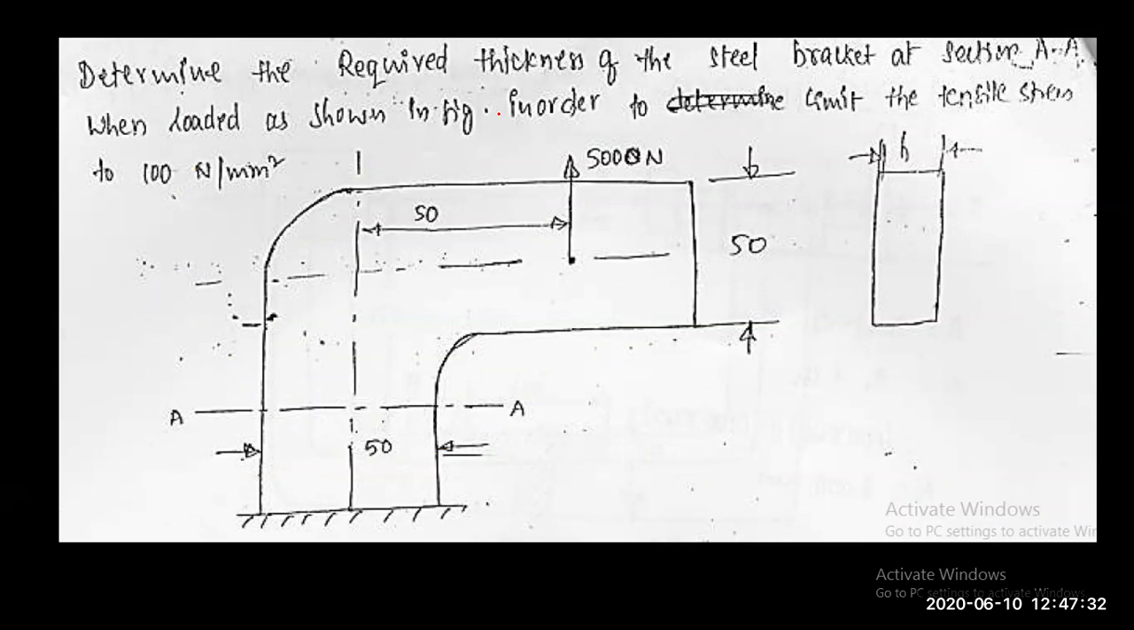You need to determine the required thickness of the steel bracket at the section AA, when the load is as shown in the figure, in order to limit the tensile stress at 100 Newton per mm square. So the limit is given here. This is the limiting stress: whatever maximum stress we are encountering should be lesser than or equal to the permitted one. You are not required to find the stress, but you need to find the thickness. It's a simple enough problem.